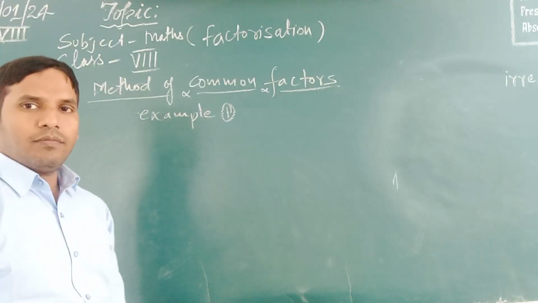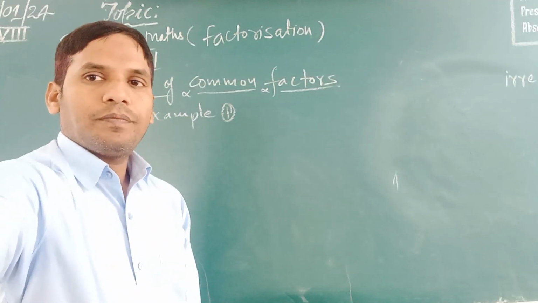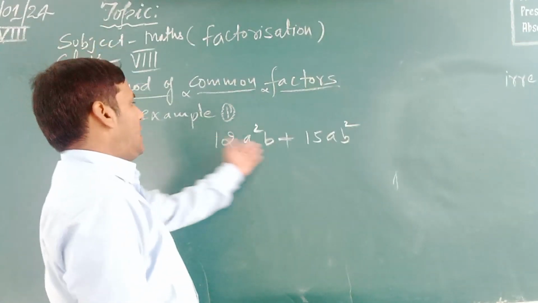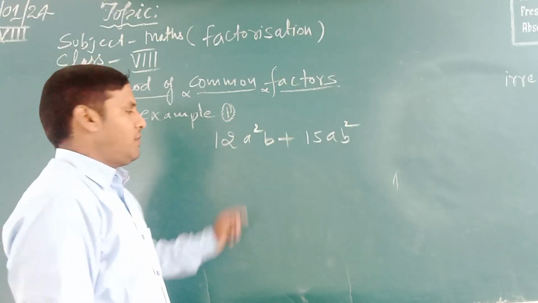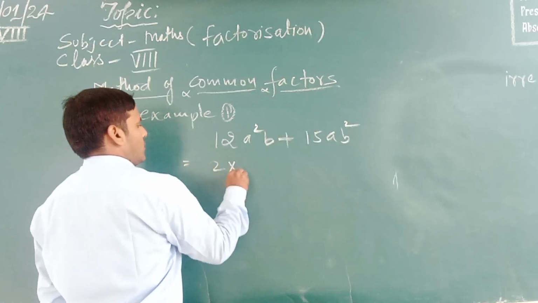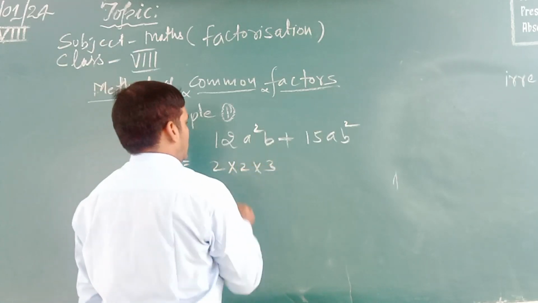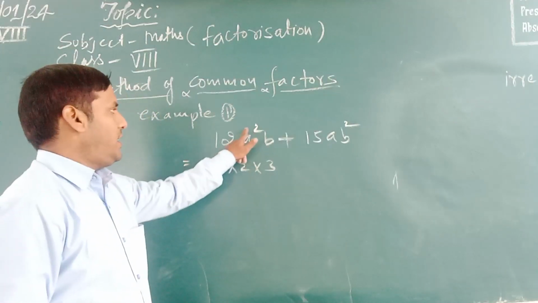Example first, and how can we factorize the given example? Factorize. इसको factorize करना है. First we should split 12 into the prime factors like this: 2 into 2 into 3. 2 twos are 4, 4 threes are 12, right? a to the power 2 is there.